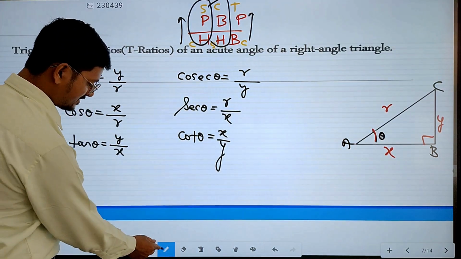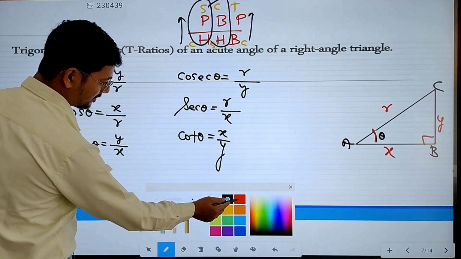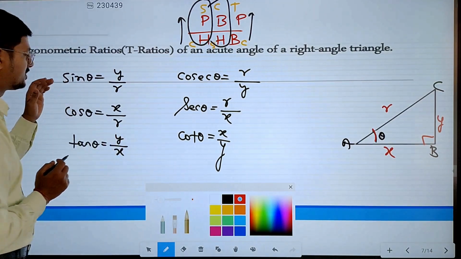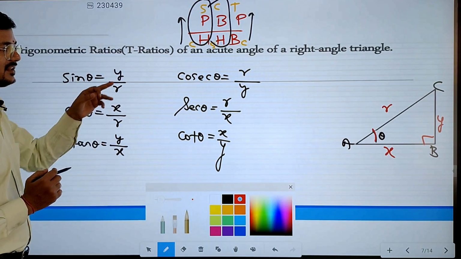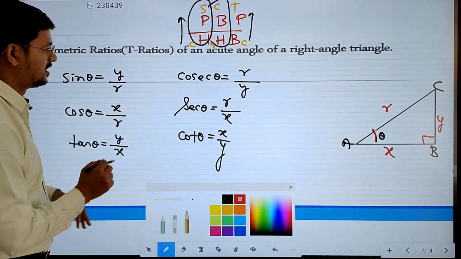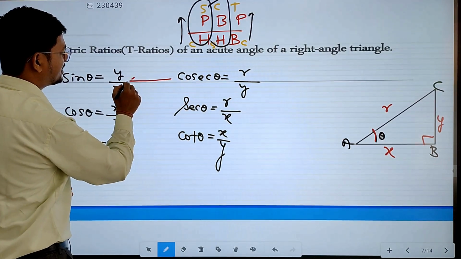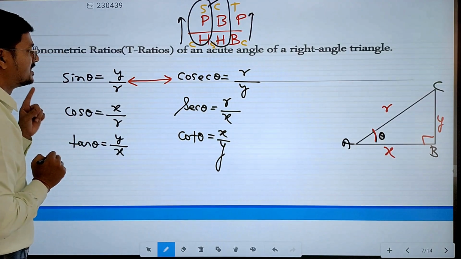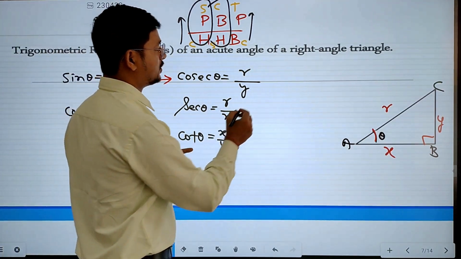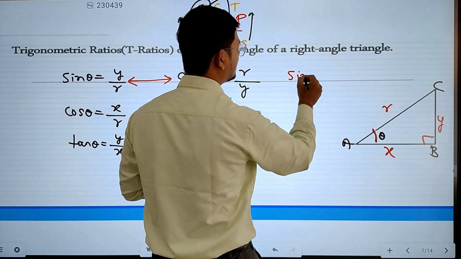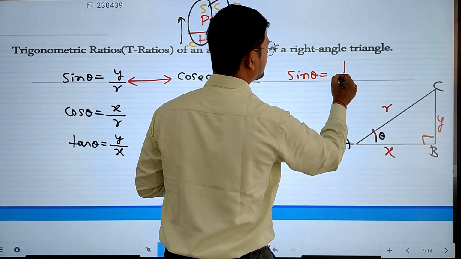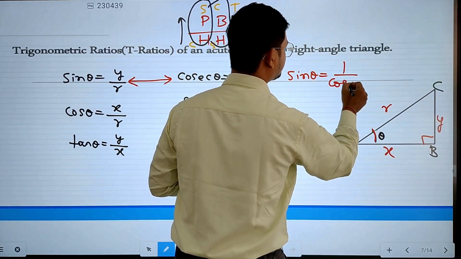Now here we can notice the value of sine theta and the value of cosec theta. The value of sine theta is y upon r and the value of cosec theta is r upon y. Here you can clearly notice that there is a reciprocal relationship between sine theta and cosec theta. You can write here sine theta is nothing but inverse of cosec theta.